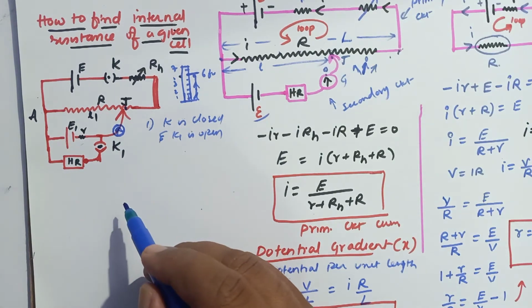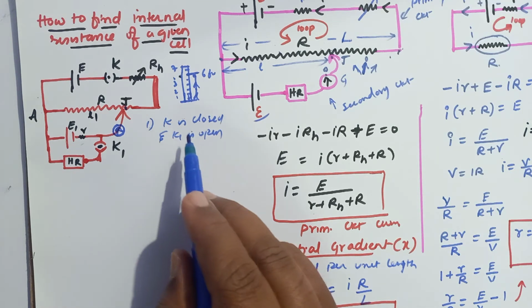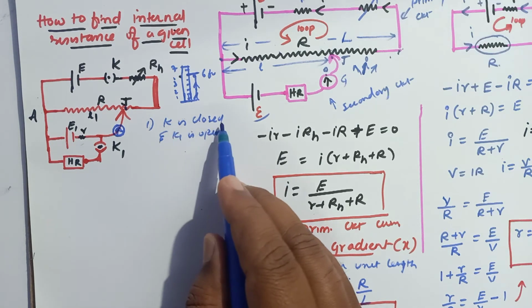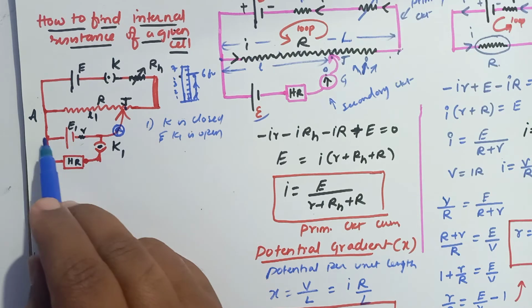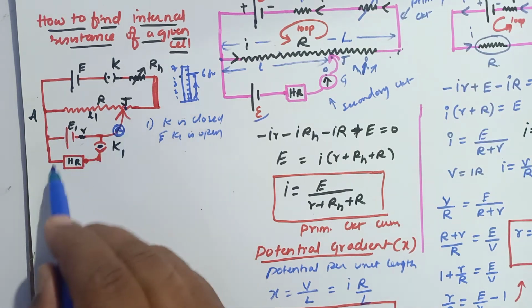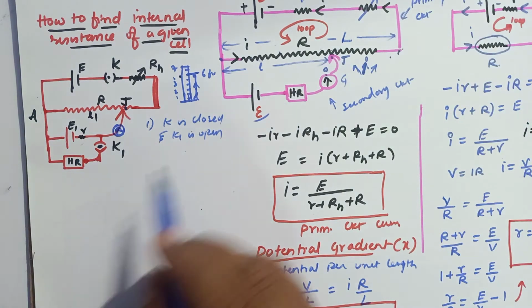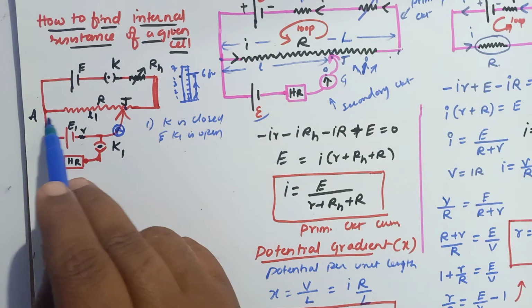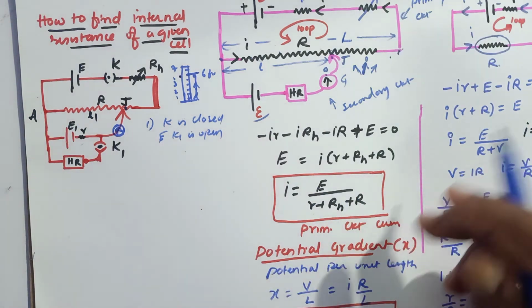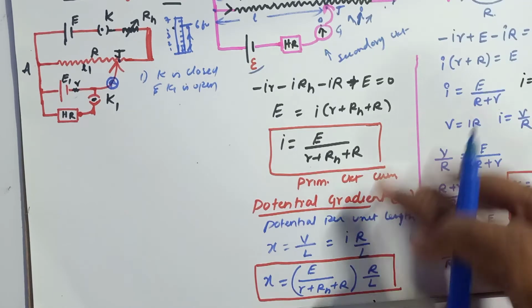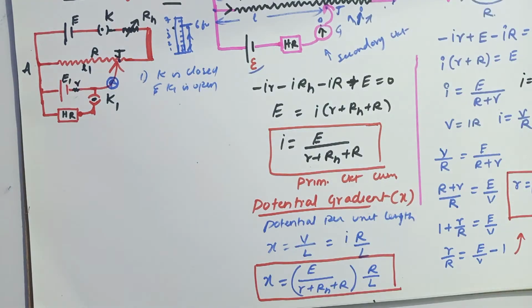So now let us see what is going to be observed here. When key K is closed and K1 is open, that means this circuit is connected and this high resistance is not connected. Then what happens? You have got the balancing length. Just now I told you here, x equals V by L.